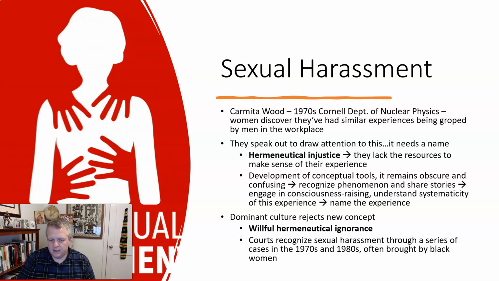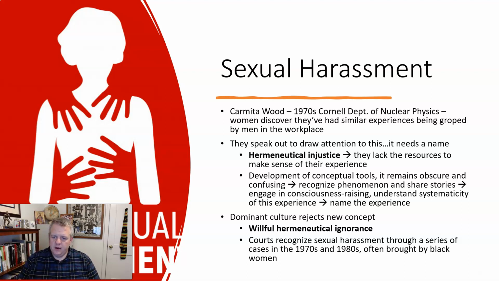But in the early 1970s, Carmita Wood and a number of other women in the Cornell Department of Nuclear Physics discovered that they'd had similar experiences of being groped by men in the workplace. They started talking about these experiences with one another and started organizing to speak out about them. Wood ended up writing a book about these experiences. But in order to speak out about them, they realized that they would need to draw attention to these experiences, that it needs a name, right? They'd need to be able to call it something.